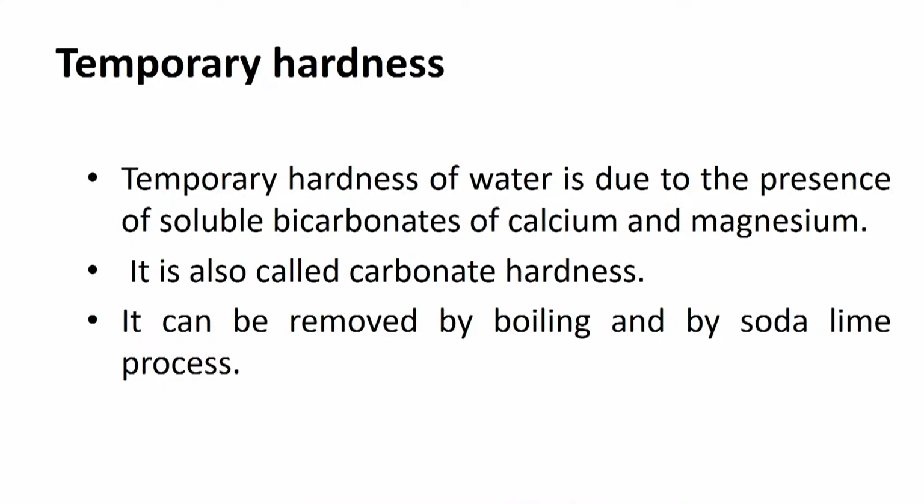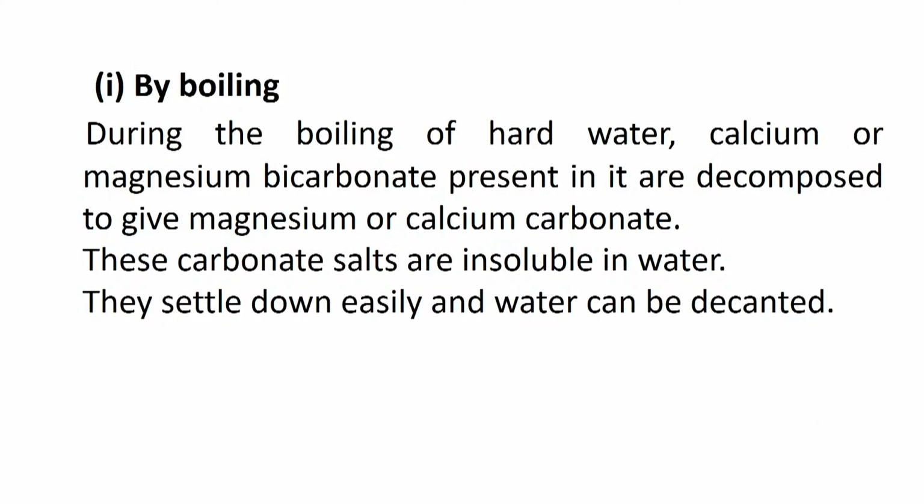Hardness is of two types: temporary hardness and permanent hardness. First, temporary hardness is due to the presence of soluble bicarbonates of calcium and magnesium. It is called carbonate hardness, and it can be removed by boiling or by the soda lime process. When we boil hard water, the calcium and magnesium bicarbonates present in it are converted to calcium and magnesium carbonates, which are insoluble in water, settle down easily, and the water can be decanted.